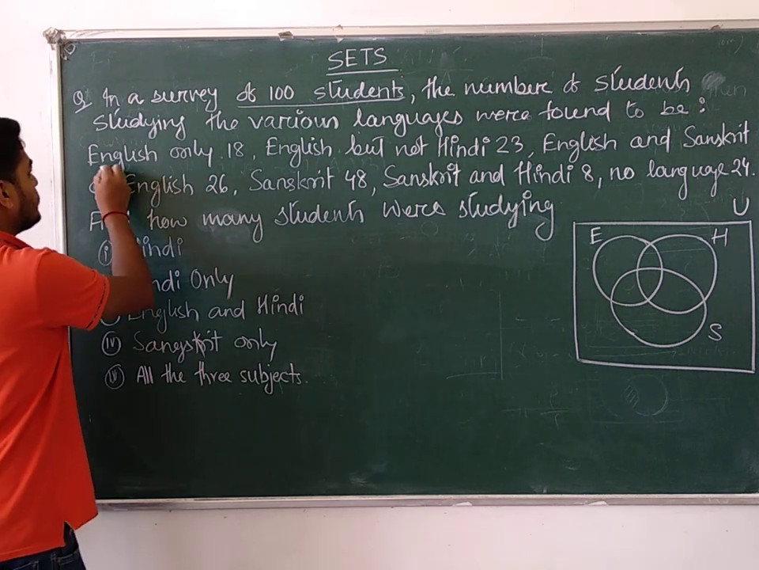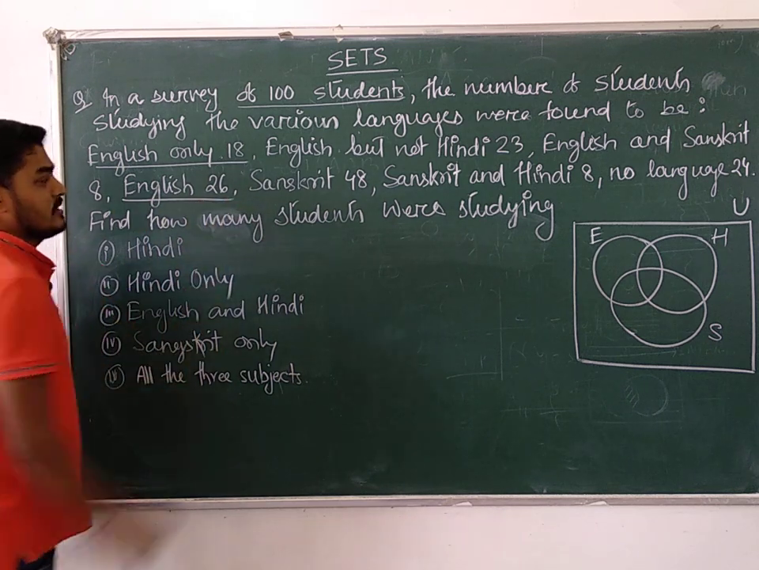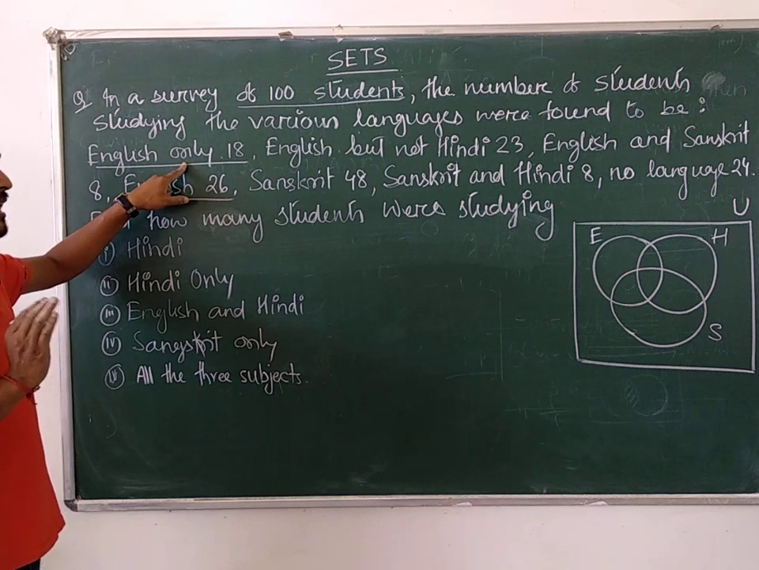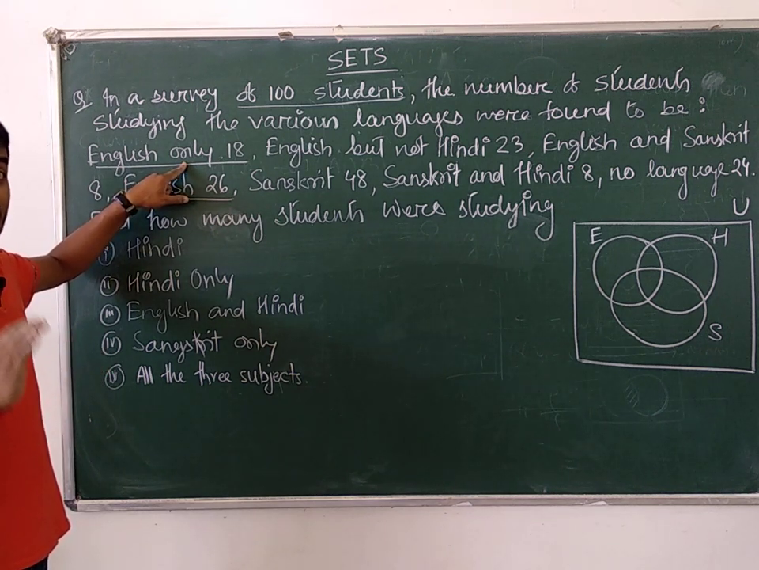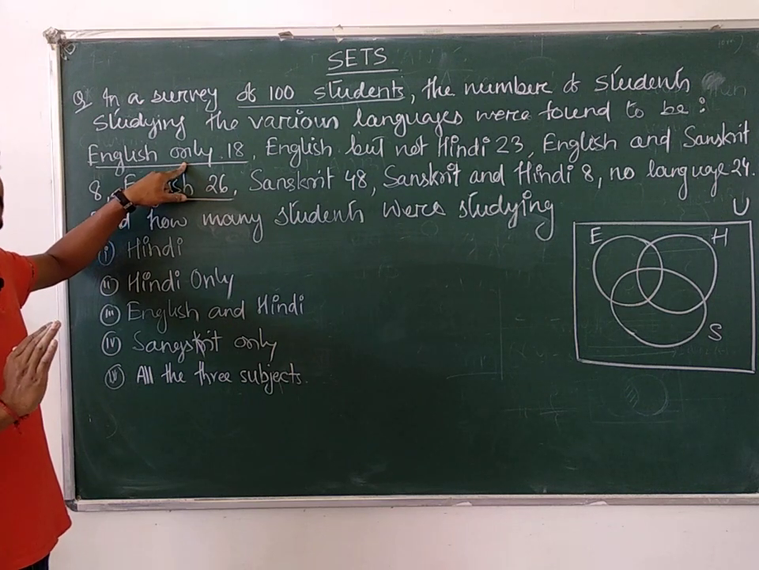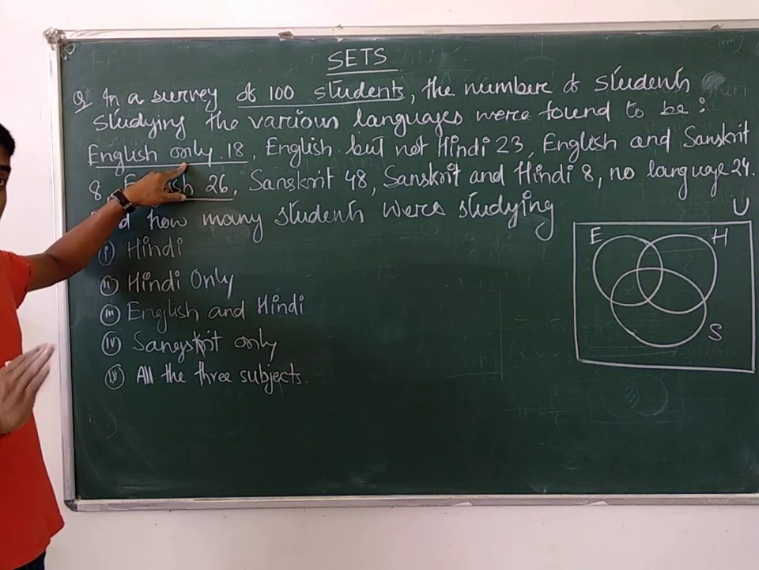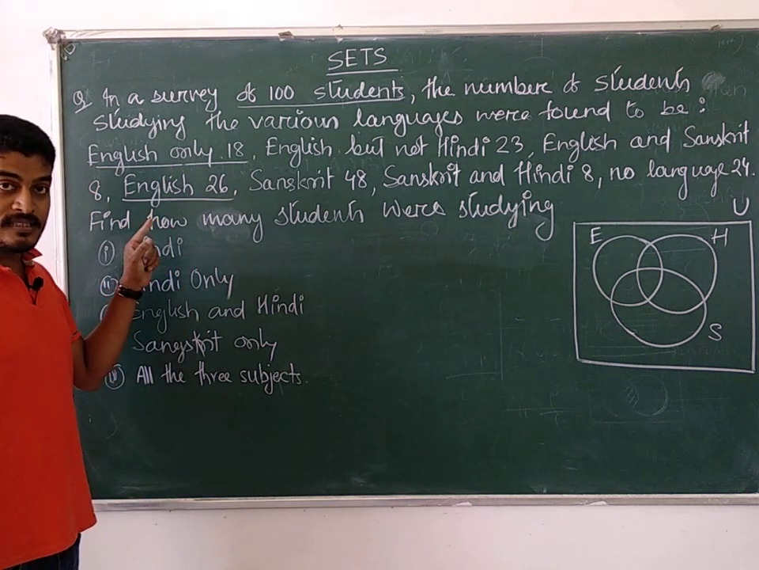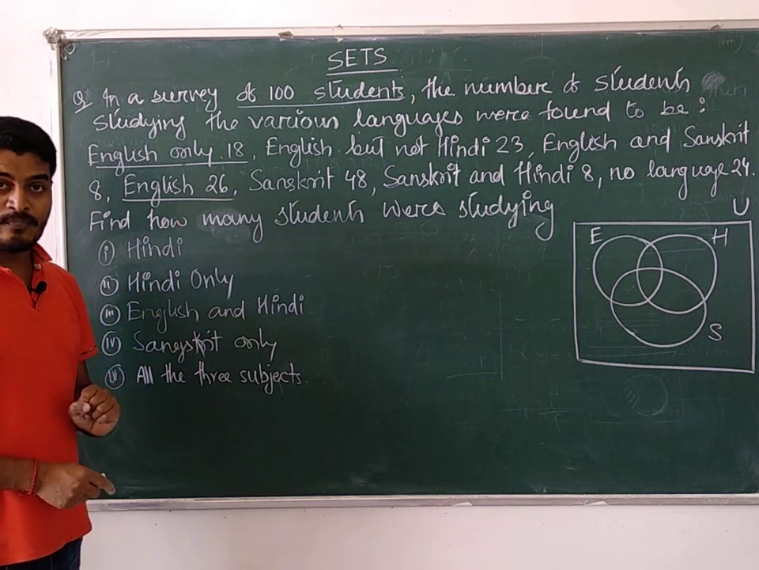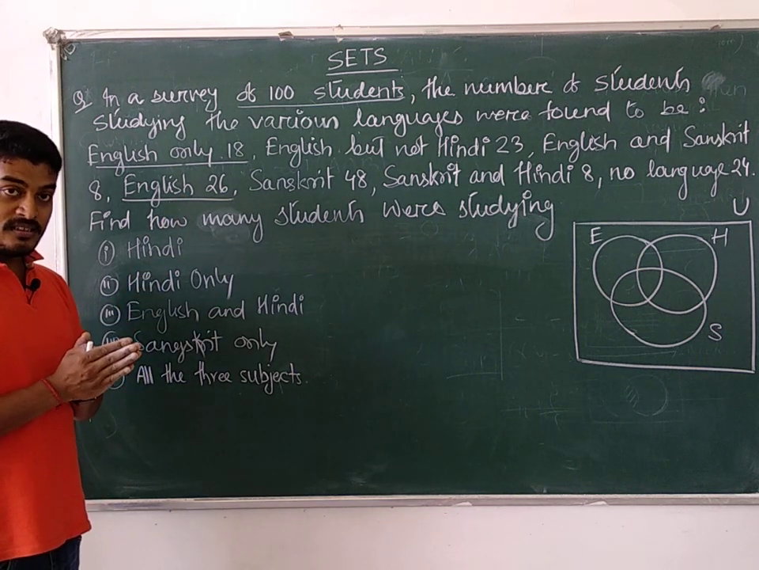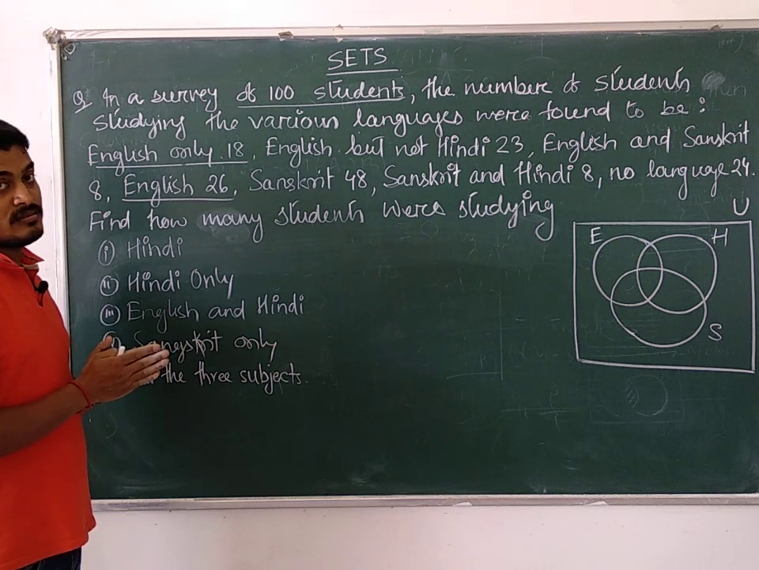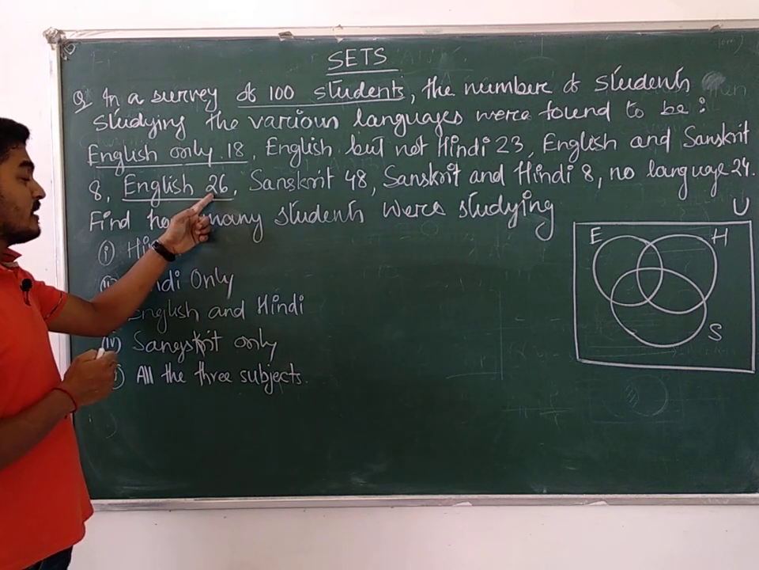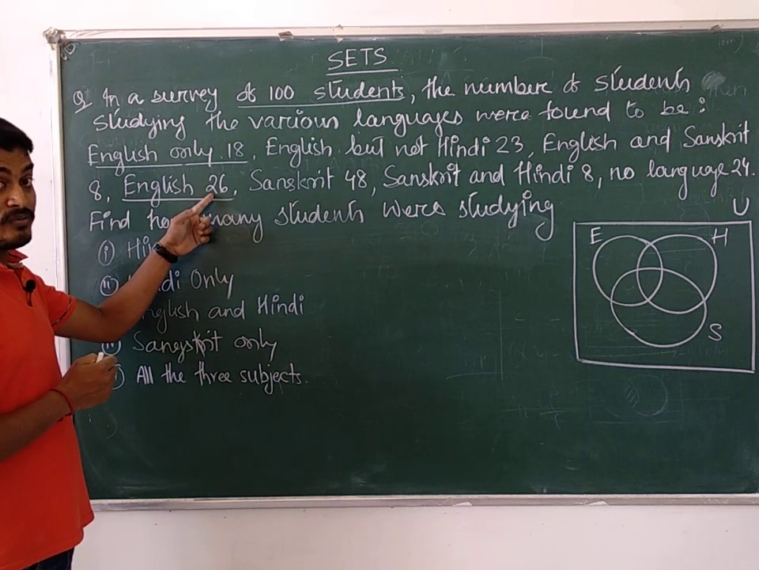So what is the difference between English only and English 26? Actually remember, English only means out of 100 students, 18 students are exactly there who are studying only English. They neither study Hindi nor Sanskrit. But English 26 means what? Here the word only is not there. This implies out of 100 students, 26 students are there who are studying not only English but also maybe Hindi or maybe Sanskrit. That means 26 students are of that type.